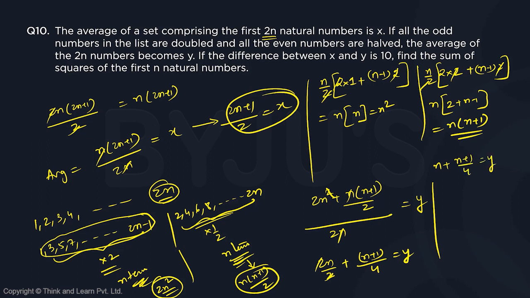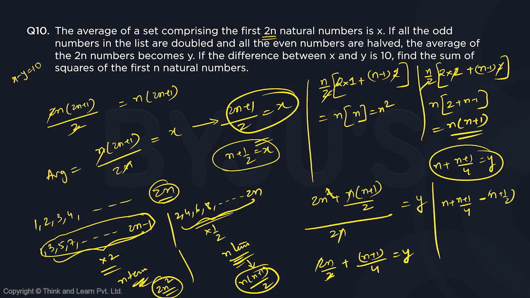The difference between x and y is 10. So they are basically saying that x minus y is 10. So what is x? We already have this as x: n plus 1 by 2 is equal to x. And n plus n by 4 plus 1 by 4 is equal to y. So let's find the difference. This and this, the difference is 10. So n plus 1 by 4 minus n plus 1 by 2 is equal to 10. So this n gets cancelled. So you'll get n by 4 plus 1 by 4 minus 1 by 2 equal to 10.